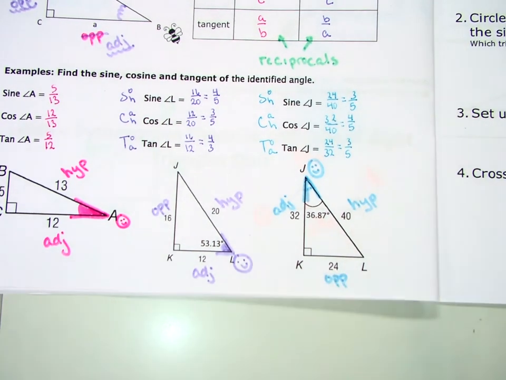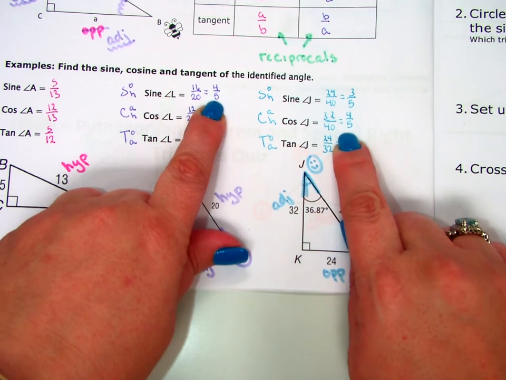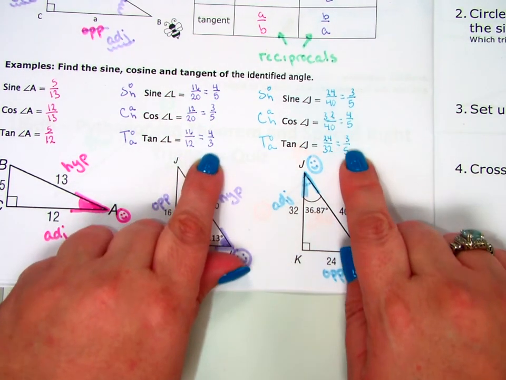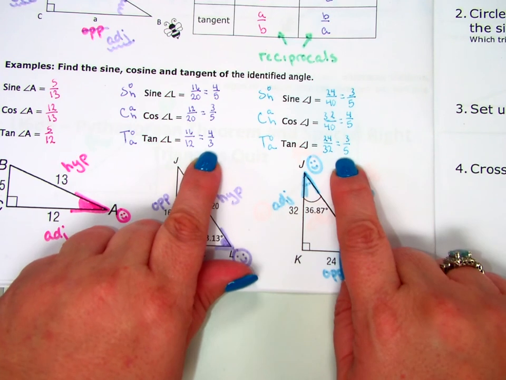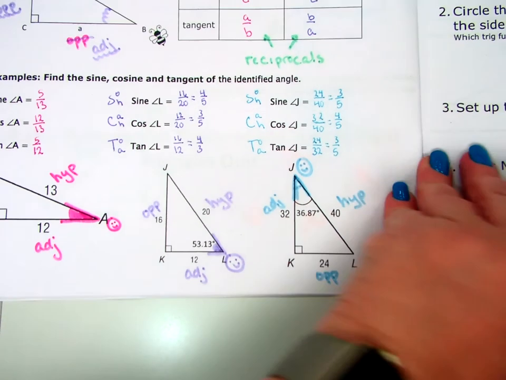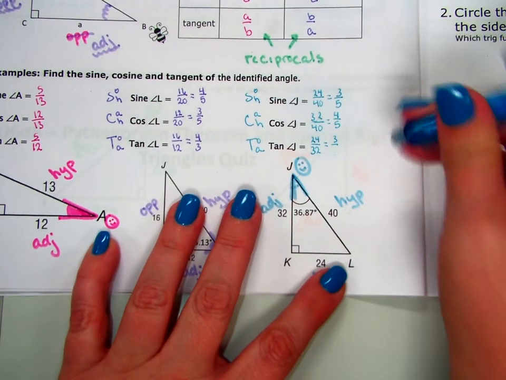Look at my last two examples. Do you notice anything about the answers on them? Compare the sines and the cosines. 4/5, 4/5. Cosine and sine, 3/5, 3/5. And then look here, 4/3, 3. Oh, it wasn't 3/5. What was it? 3/4.